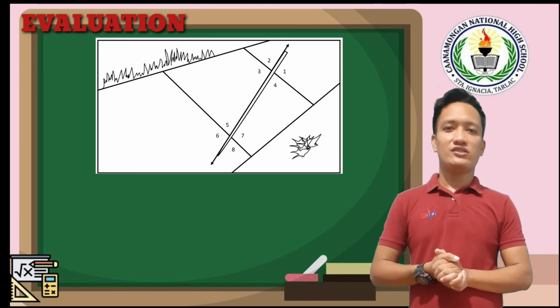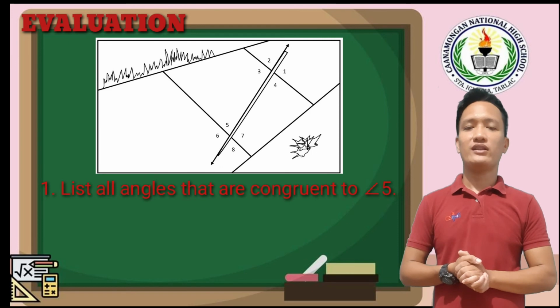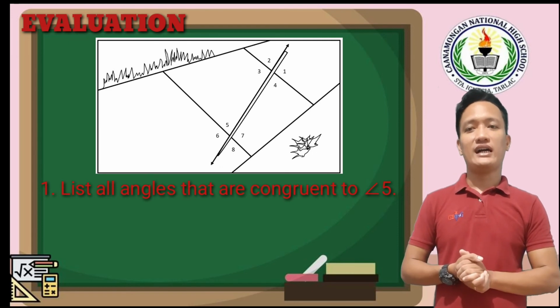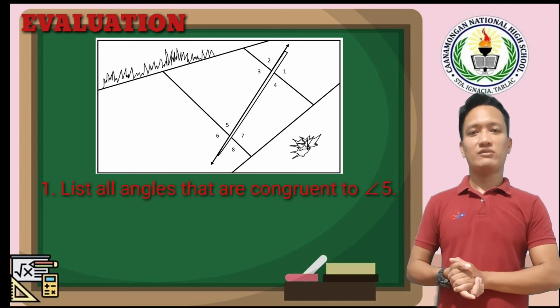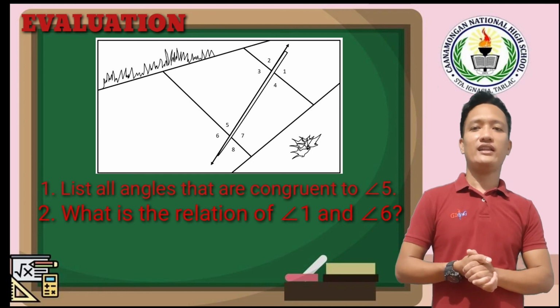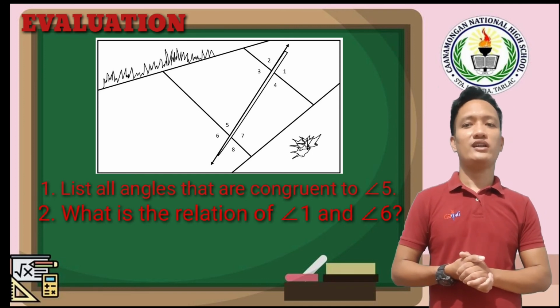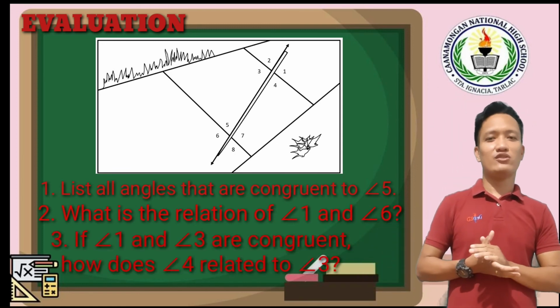We have 3 questions. The first question is, list all the angles that are congruent to angle 5. So, take note. Ano nga ba yung mga angles na congruent o parehas ng sukat sa angle 5? Question number 2. What is the relation of angle 1 and angle 6? Ano nga bang relation nila? So, madali lang yan. Identify, you don't need to solve.